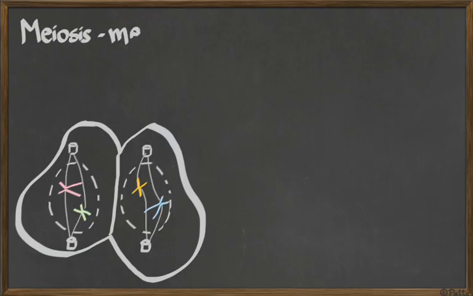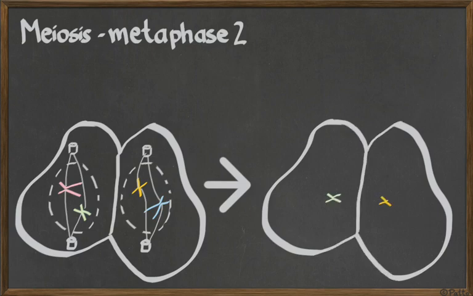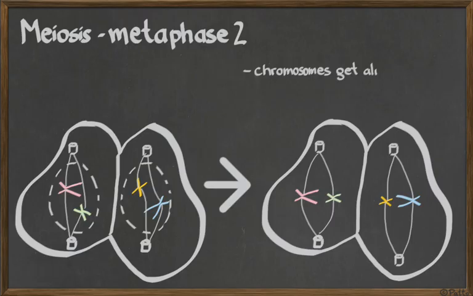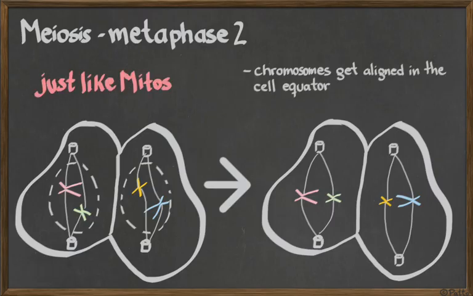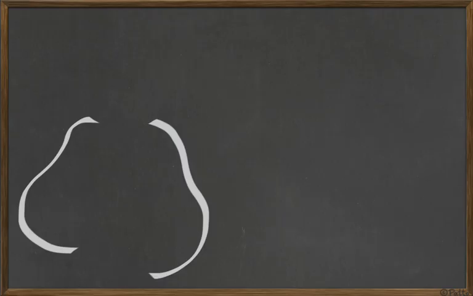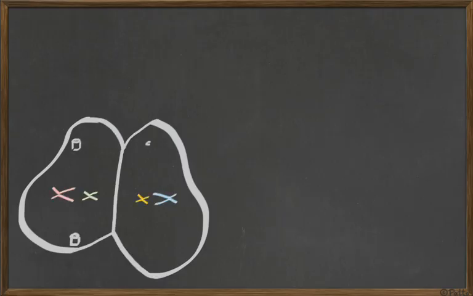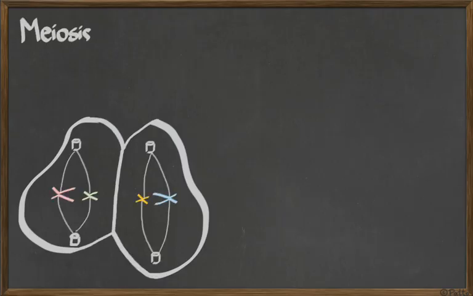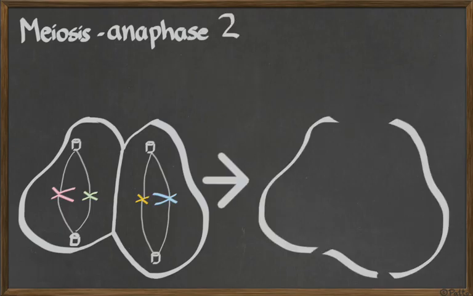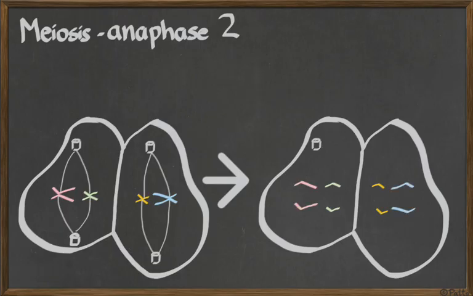And now what's going to happen in metaphase 2? Exactly what happens in mitosis. The chromosomes get aligned one on top of the other at the equator of the cell, just like mitosis. If the chromosomes are aligned one on top of the other around the equator, what is anaphase going to be doing? Anaphase separates. In this case, it's going to separate the 2 halves of each chromosome. Basically, it's going to separate the sister chromatids.